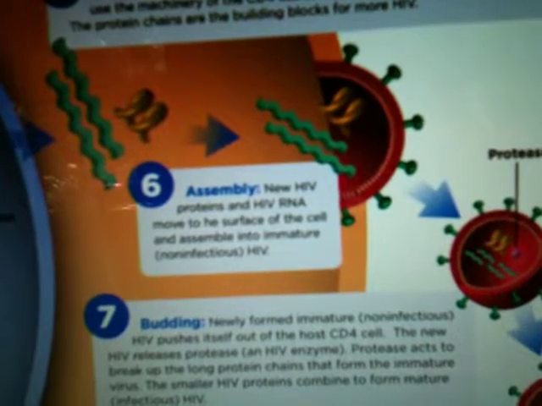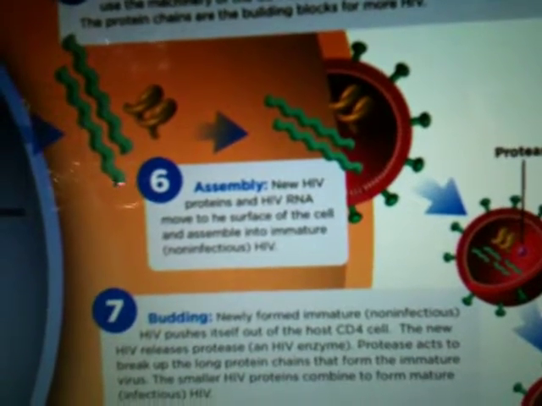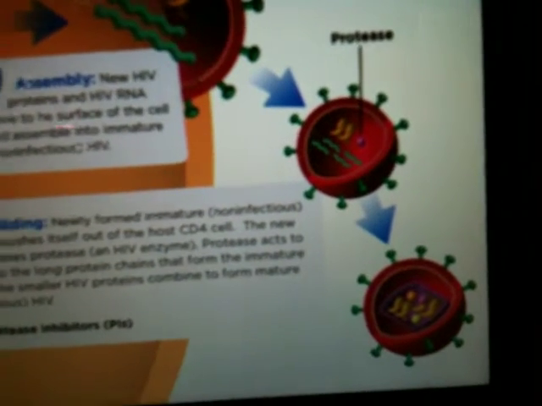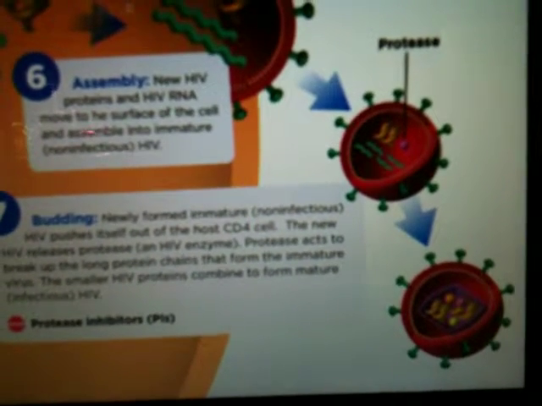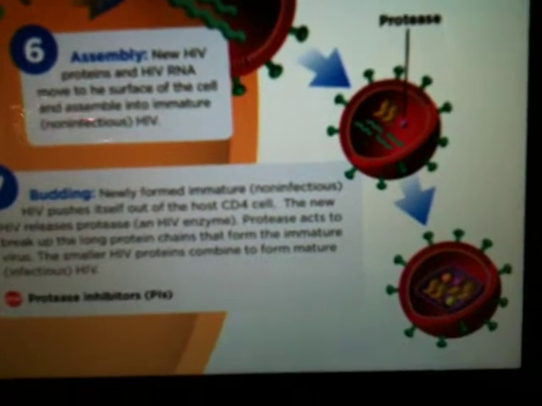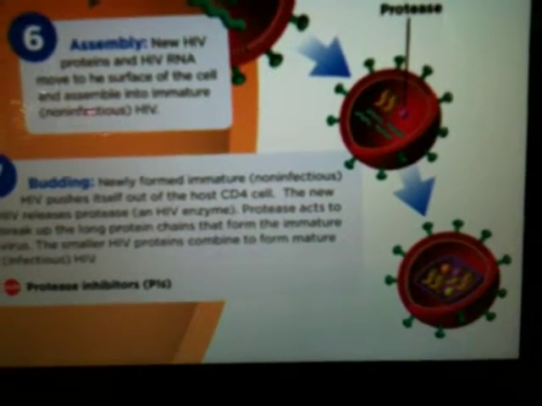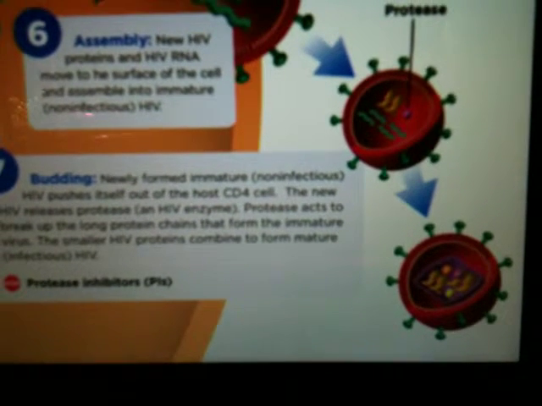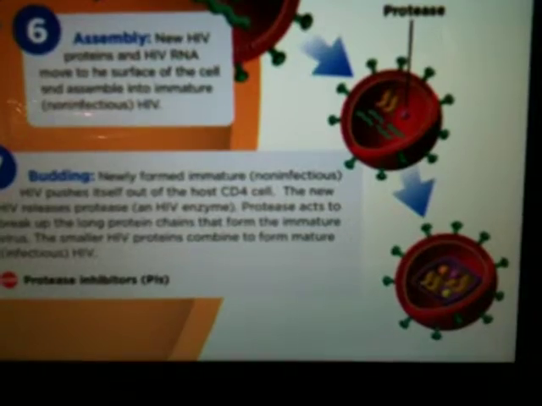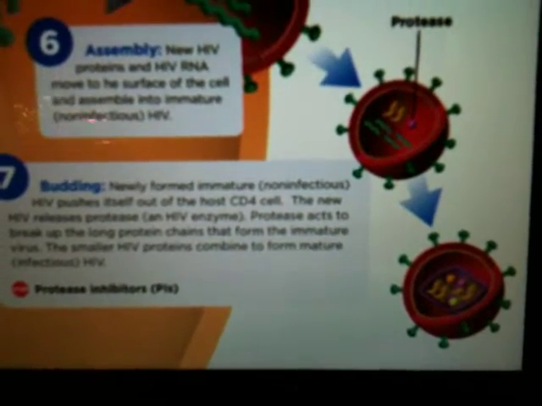into immature HIV. Finally, in the budding stage, new, immature HIV pushes itself out of the host CD4 cell. The new HIV releases its enzyme, which acts to break up the long protein chains that form the immature virus. The smaller HIV proteins combine to form mature HIV.